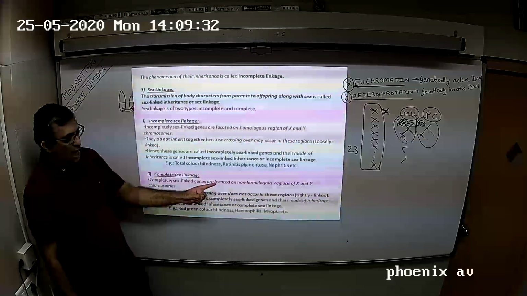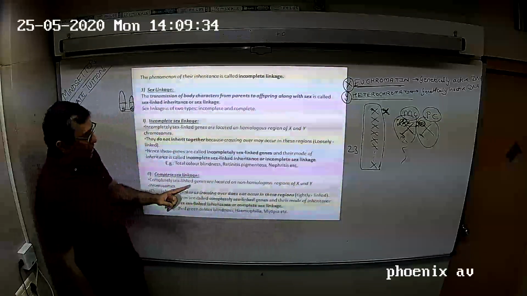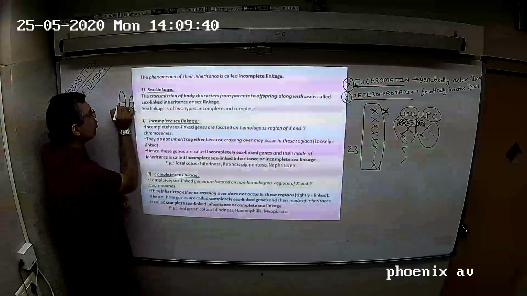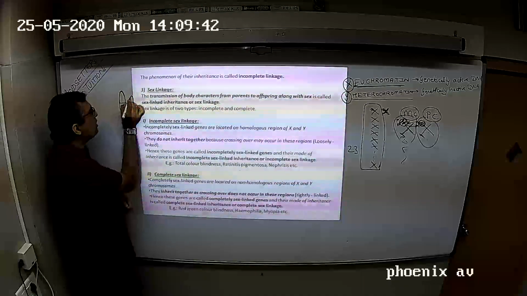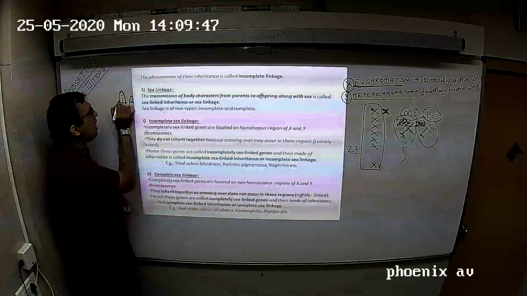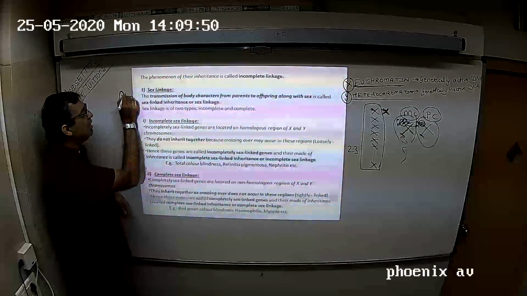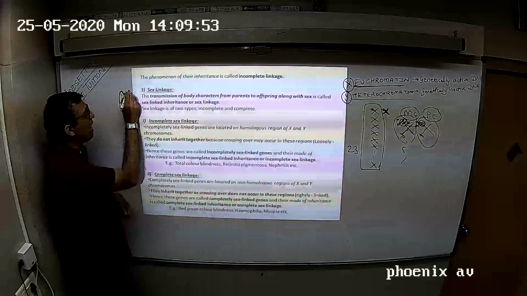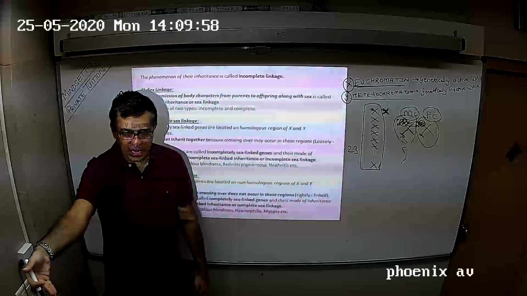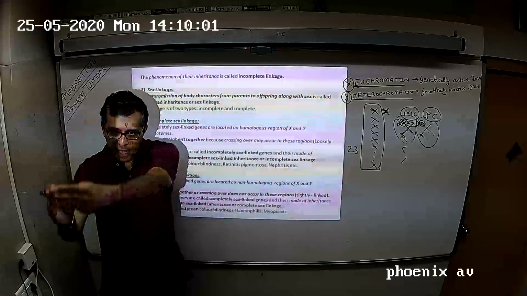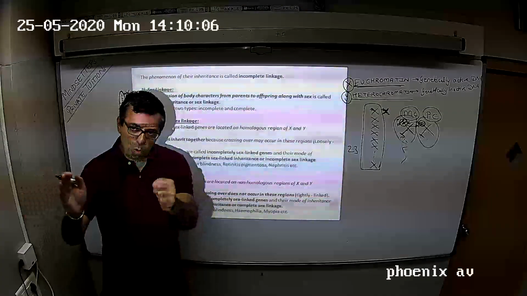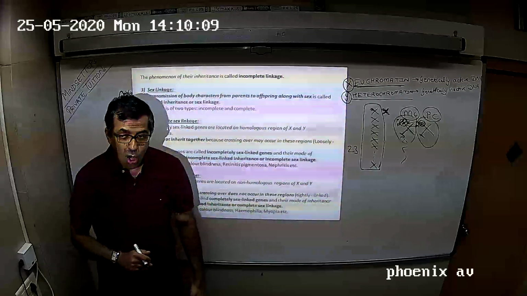Completely sex-linked genes are located on the non-homologous region of the X and Y chromosome. So sir, the genes on the non-homologous region of the X and Y chromosome do not undergo crossing over. There is no crossing over between them, so they will always inherit together in the same pattern. The genes of the X chromosome will always be inherited with the X chromosome, and the genes of the Y chromosome with the Y chromosome, because these genes don't undergo crossing over.